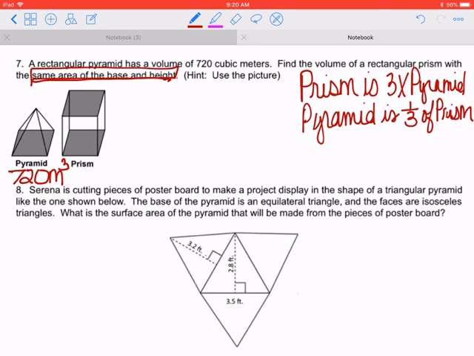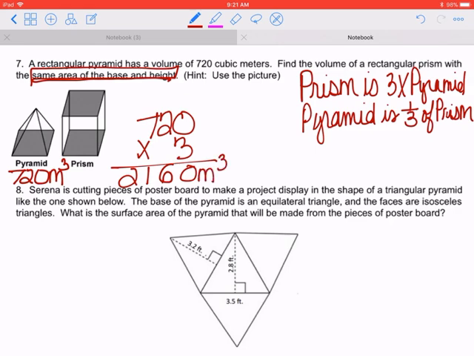And if you think about filling this pyramid up with water and pouring it into the prism, it would take 3 times to fill the prism all the way up. So we can take the volume of the pyramid, which is 720, multiply it by 3, and that'll give us the volume of the prism. 2,160 cubic meters, or meters cubed, is the volume of the prism.